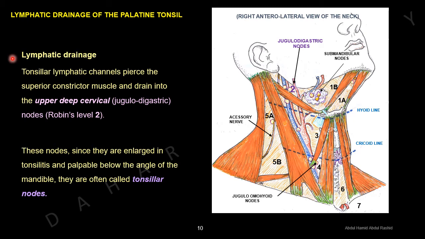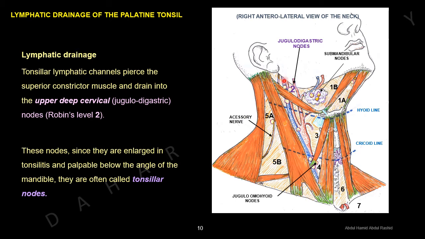Lymphatic drainage of the tonsil. Tonsillar lymphatic channels pierce the superior constrictor muscle and drain into the upper deep cervical nodes, that is jugulo-digastric nodes, Robbins level 2. From there, it will drain to the lower deep cervical nodes, that is jugulo-omohyoid nodes, that is Robbins level 4.